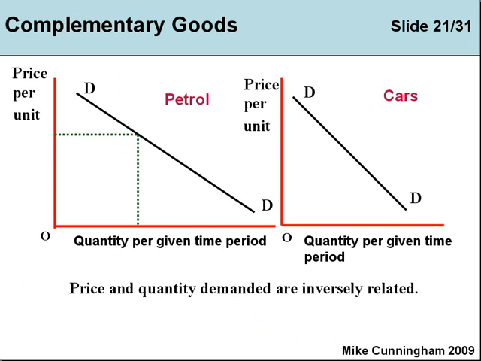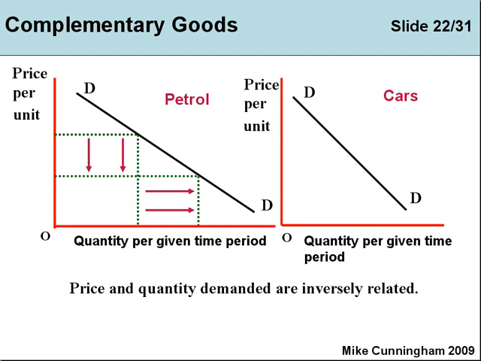Obviously, by the way, the scales of these axes are not the same. You don't get many cars for £1 or £1.20 or whatever it is a litre for petrol. You don't get too many cars for that price. So the scales here on the price axis are different. However, here is the price of petrol. Here's the quantity of petrol sold every week or every month.